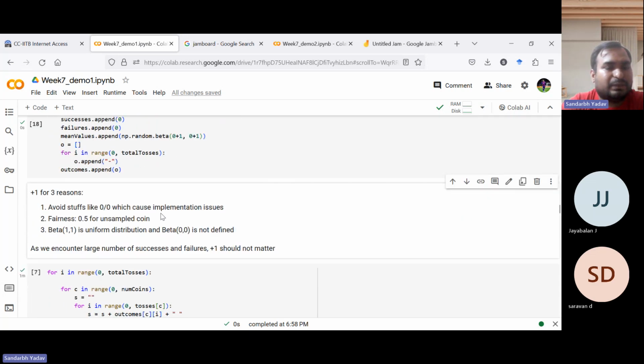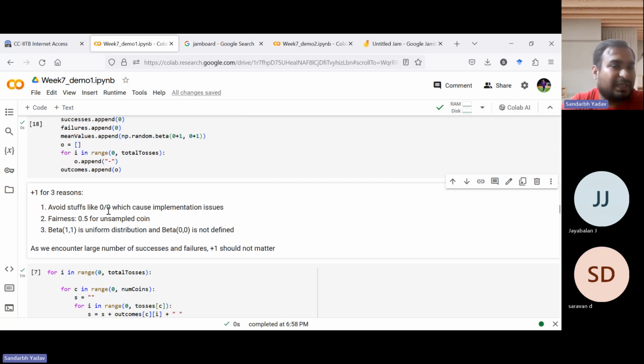And one more thing, you remember in slides we saw that we will be using beta distribution, and the parameters will be number of successes plus one and number of failures plus one, not just the number of successes and number of failures. There are a few reasons for this. What will happen if some coins might not get sampled any number of times? Then its number of successes and total choices will be zero, so we will get zero upon zero.